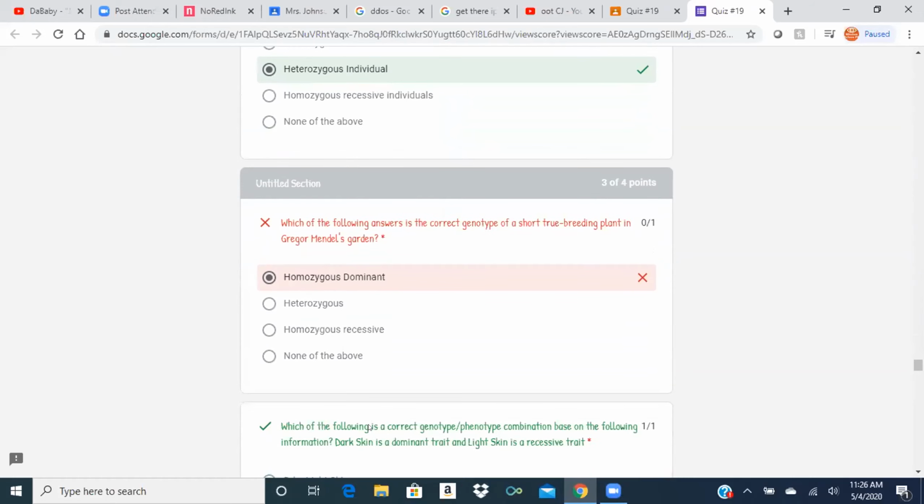Which of the following answers is the correct genotype of a short true breeding plant in Gregor Mendel's garden? Was that heterozygous? Heterozygous is like a hybrid. Okay, so it's homozygous recessive, I'm assuming, because the tall gene was dominant and the short gene was recessive. So the only way to be short is homozygous recessive. All right.